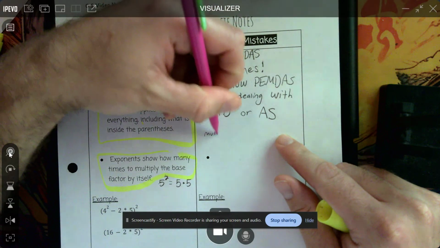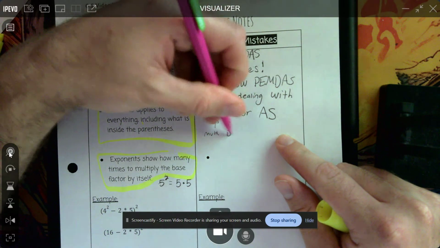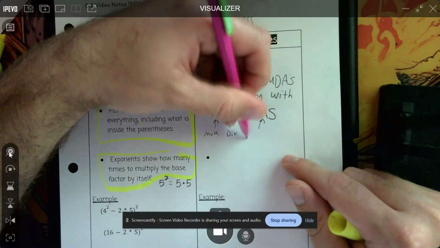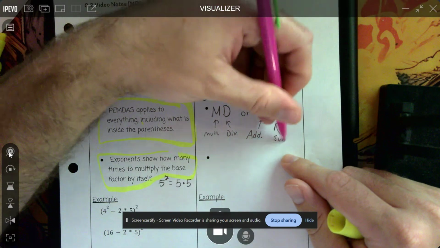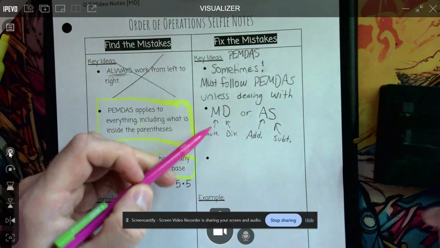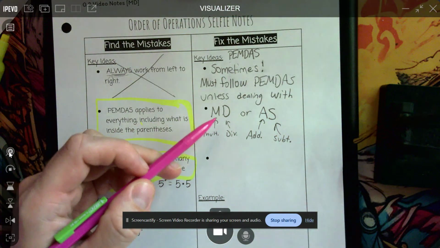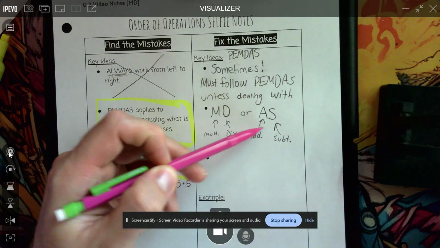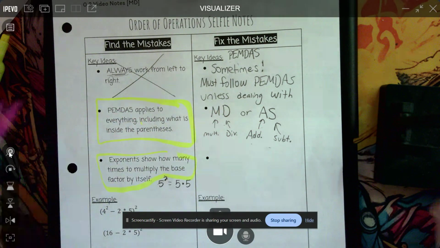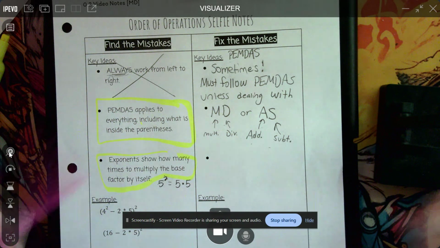So I'm going to make sure you understand multiplication, division, addition, subtraction. So if you have just multiplication and division in a problem, or if they're in the same problem, you can go left to right with those. The same thing for addition and subtraction. If those are in the same problem, you can go left to right for addition and subtraction. Okay? All right, moving on.